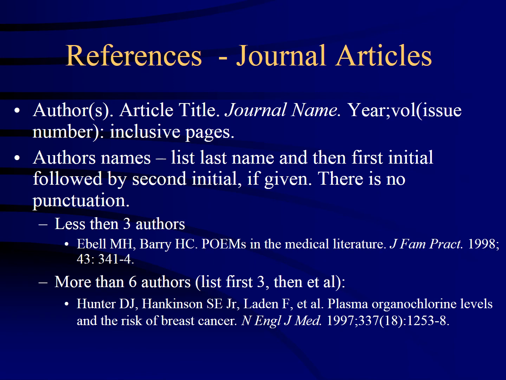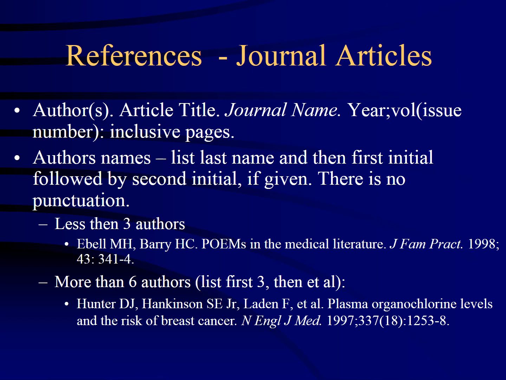When you cite journal articles, you start with the authors, the article title, the journal name, the year, volume, and inclusive pages. You need to pay attention to the punctuation. When citing the authors' names, you list the last name and then the first initial followed by the second initial if given. There is no punctuation. So for less than 3 authors, the example is written there below. You will notice that between the last name and the first initials, there is a space. There is no other punctuation.